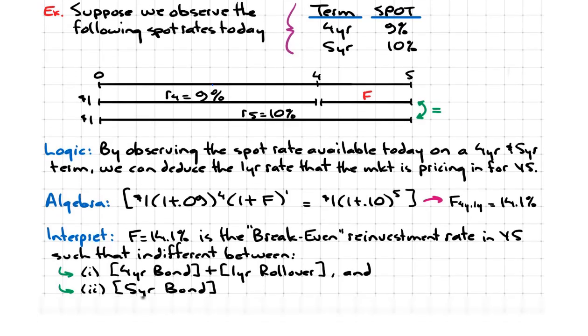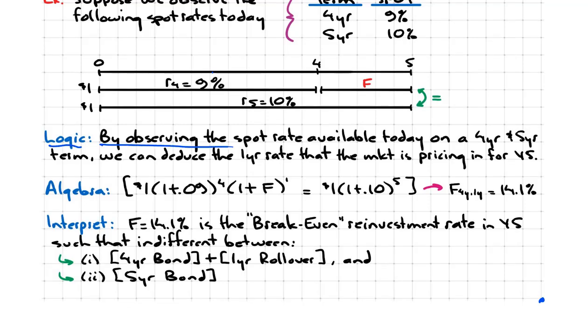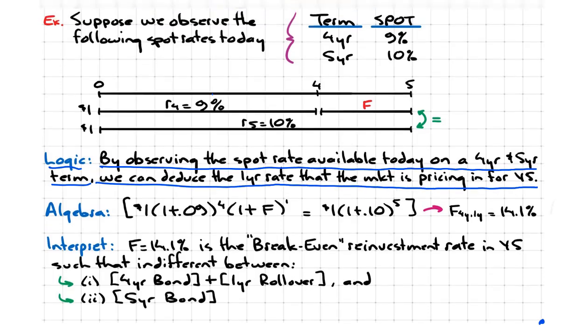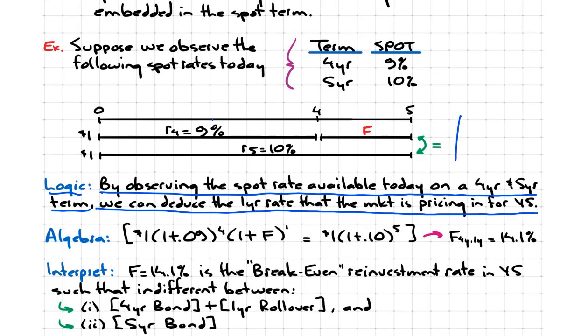So first, let's have a look at some perspective. So the logic here is, by observing the spot rates available today on the 4-year and 5-year terms, we can deduce the 1-year rate that the market is pricing in for year 5. And that's exactly what we did here. So by observing the market's paying 9% on a 4-year deposit and 10% on a 5-year deposit, we can actually work backwards and find out what the market is pricing in for the forward rate to prevail in year 5, or the 1-year forward rate prevailing at the end of year 4, if you will.